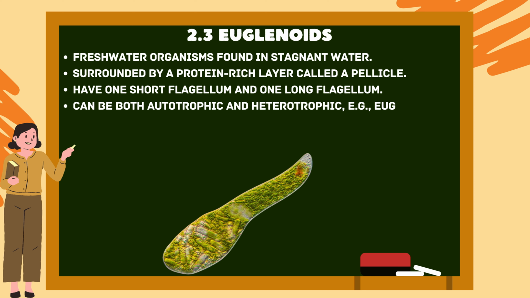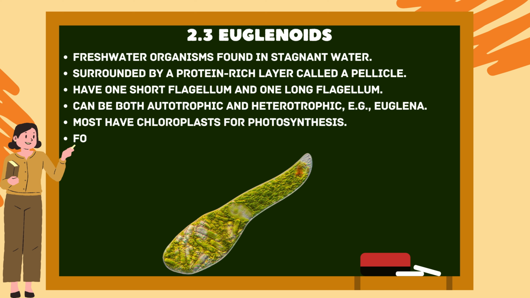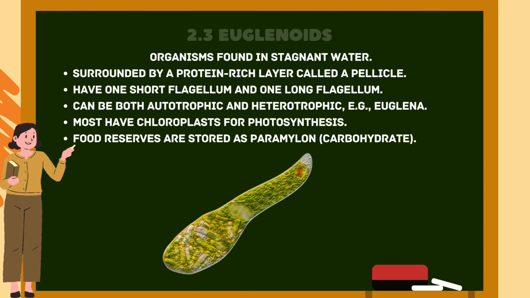Most euglenids have chloroplasts so that they can synthesize their own food. The food reserves found in euglenids are paramylon carbohydrates.